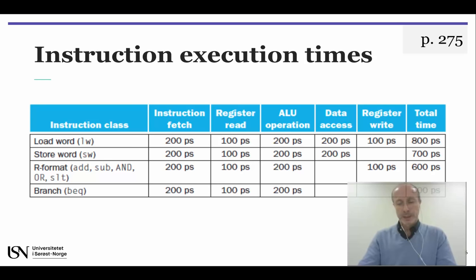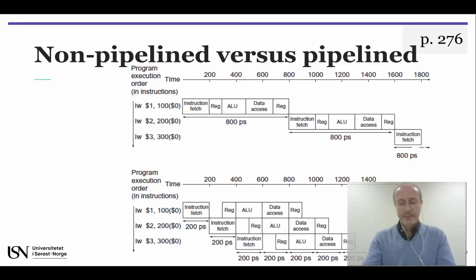So let's look at an example. What we see in this table is how long it takes to complete each one of the 5 tasks for various MIPS instructions. Assuming a single execution cycle for each instruction, its duration will be dictated by the instruction that takes longer to execute. In this case, as it is seen on the right, it means that every instruction will take 800 picoseconds to execute because that's the longest time needed.